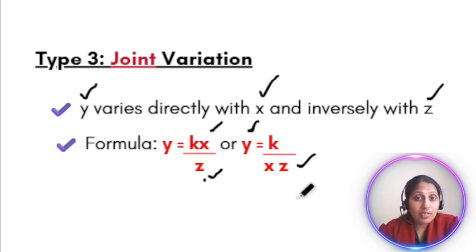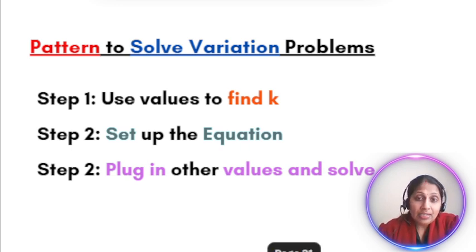I hope you are clear with the basic understanding of variation. Now let's go a little deeper by discussing it with the pattern. So what is the pattern? You need to find the constant k. That's your first step. And the most important step is the second one, which is setting up the equation.